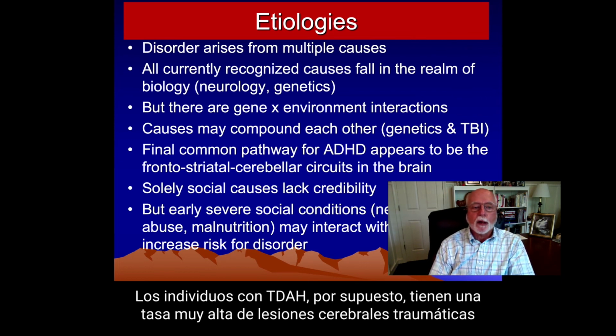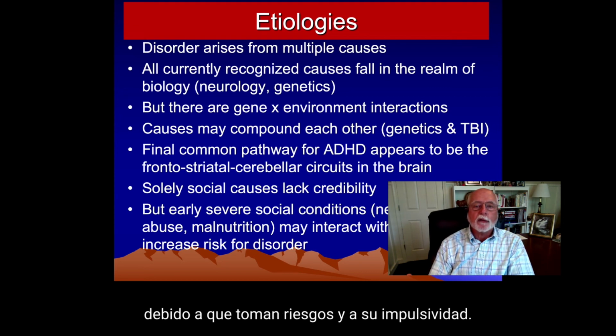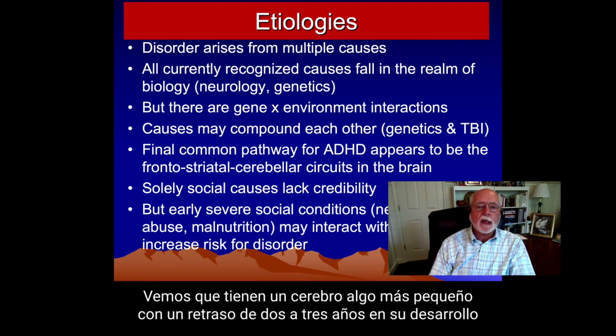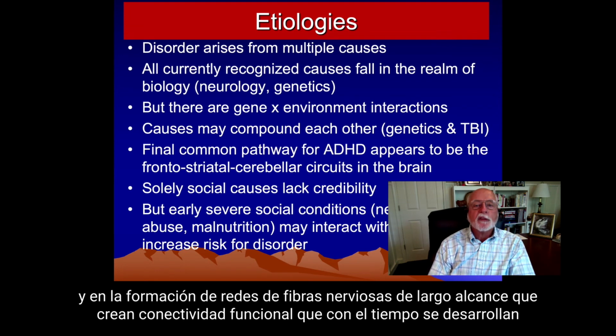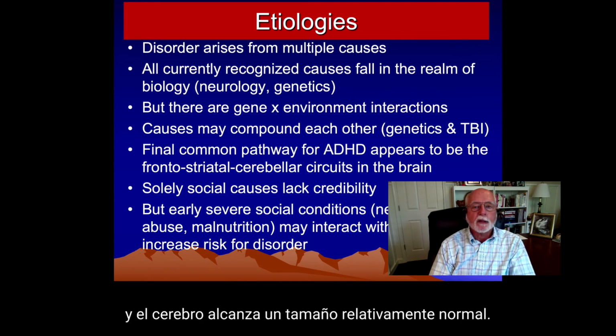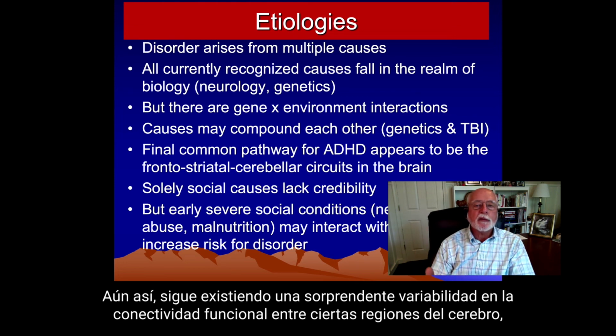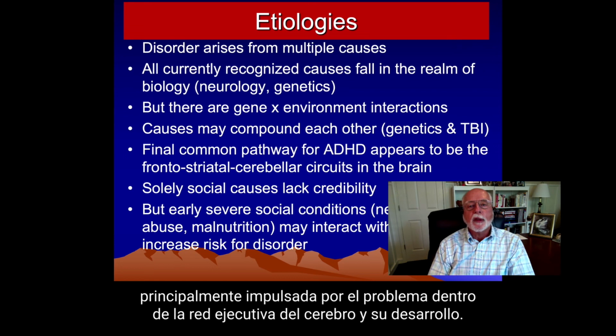ADHD, of course, shows a very high rate of traumatic brain injury because of risk-taking and impulsivity. In the case of ADHD, what we see is a somewhat smaller brain that is about 2 to 3 years delayed in development, with somewhat of a delay in the formation of networks of long-range nerve fibers, creating functional connectivity. But eventually those do develop. The brain does become of relatively normal size, but there continues to be striking variability in functional connectedness among certain brain regions, chiefly driven by the problem within the executive network of the brain and its development.